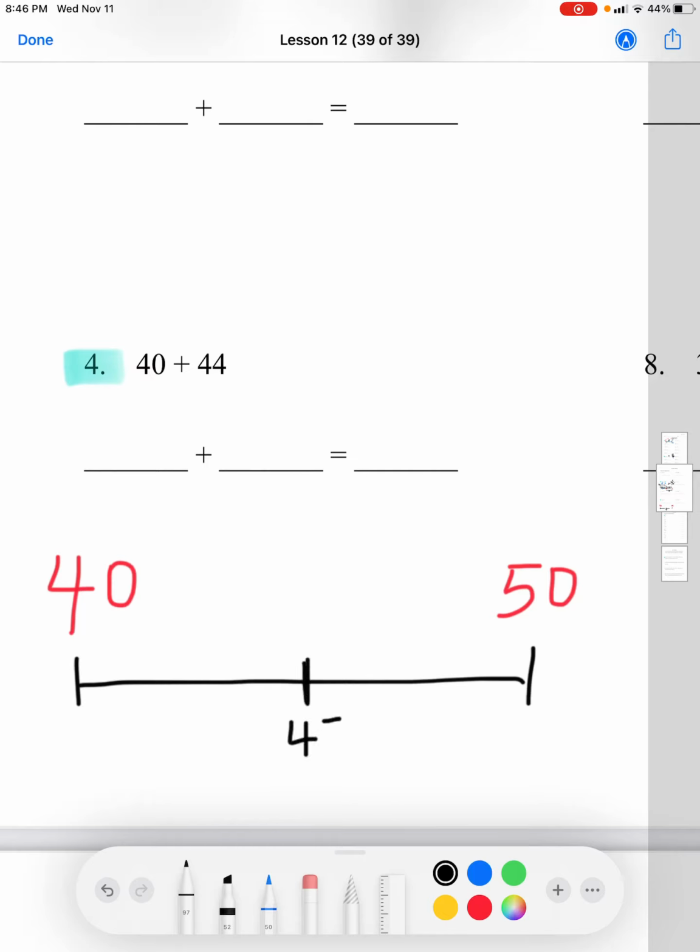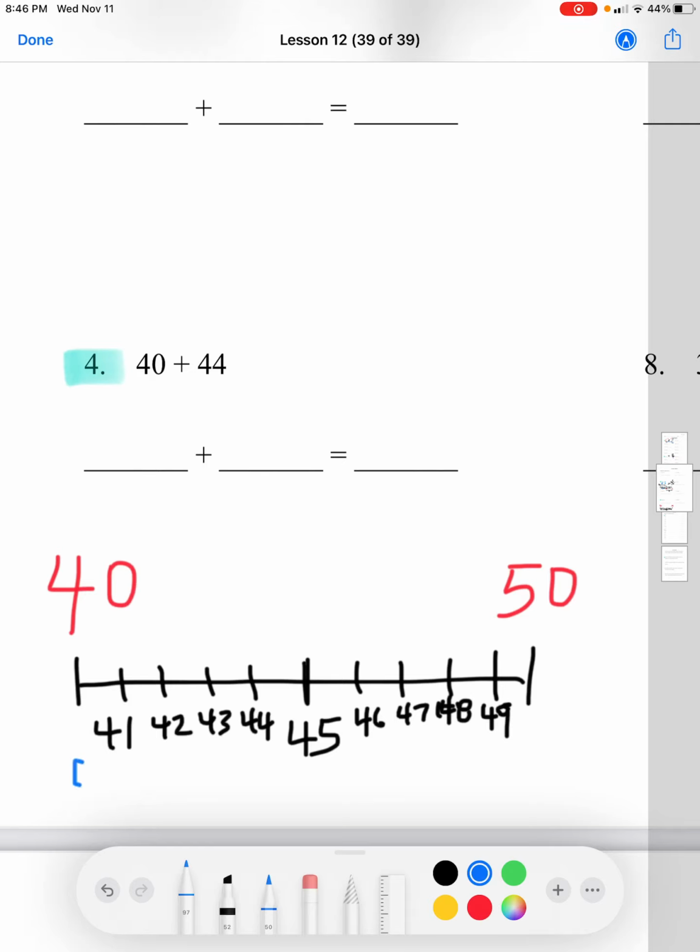This will be 45. And then 46, 47, 48, 49. Okay, so now let's find the numbers 40 and 44. Again, this will be rounded down. Oops. This will be rounded down. And this will be rounded up to 50.